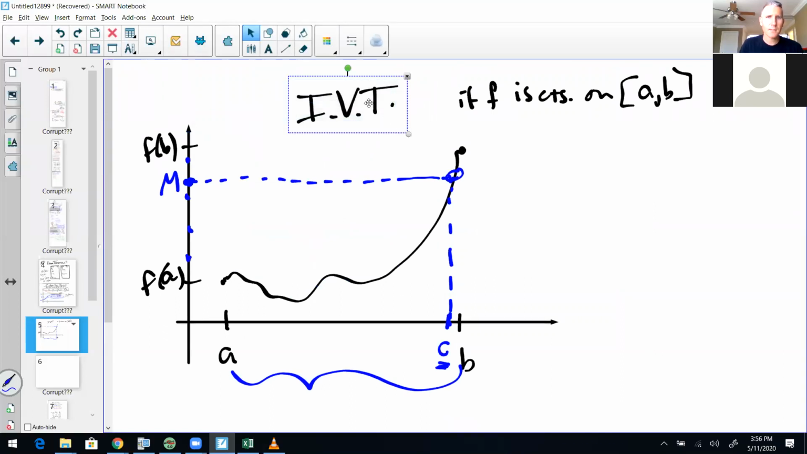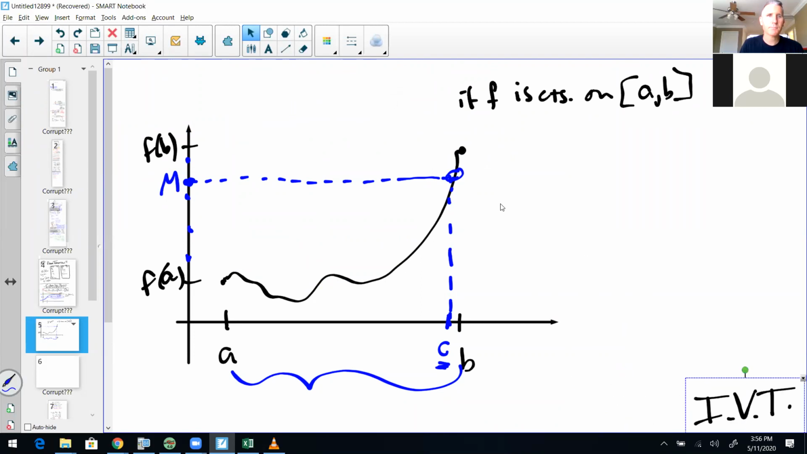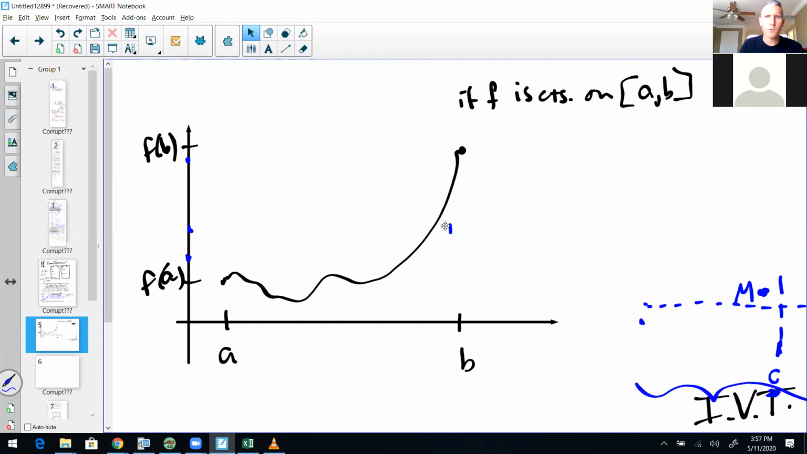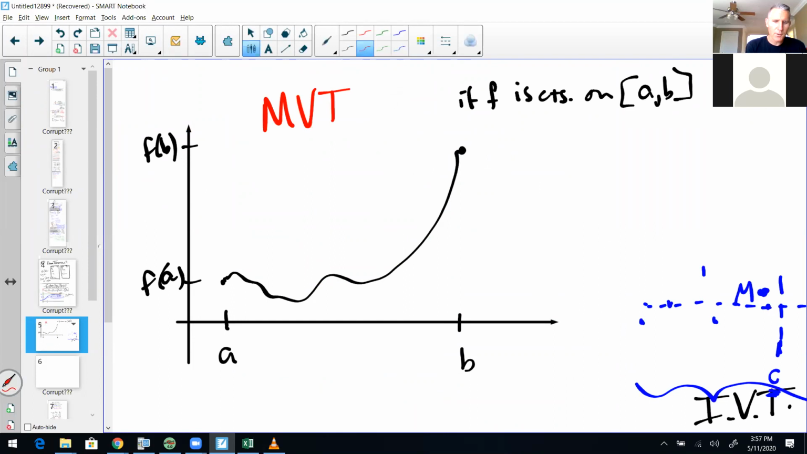Good. Let's move this over here. Move you guys over here. I don't need you anymore, m. Okay, so this is going to be the mean value theorem.